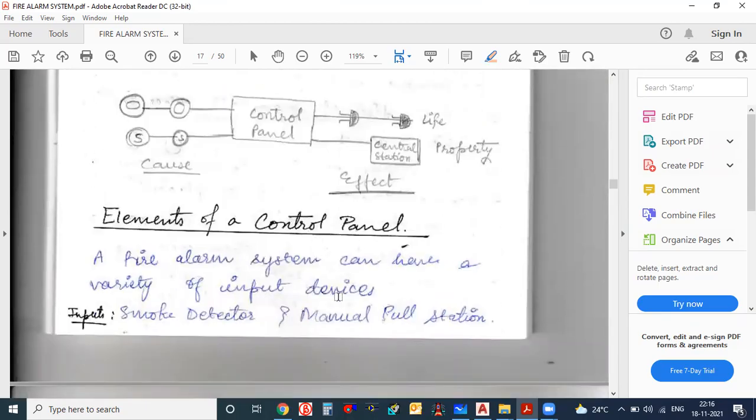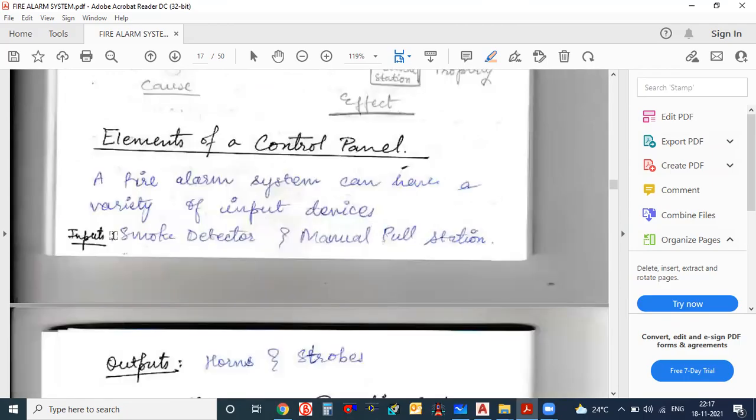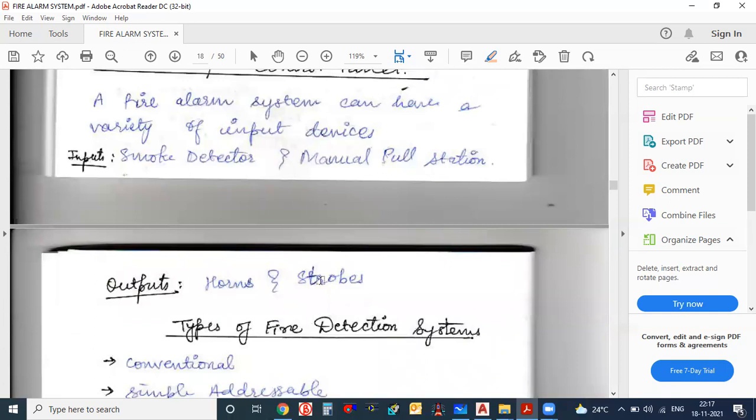Fire alarm system can have a variety of input devices. Here the input devices are smoke detector and manual pull station. Output is horns and strobes. Okay, here it is given like that. Once the signal has come from the detectors, what happens next? We have to give the horns or strobes.